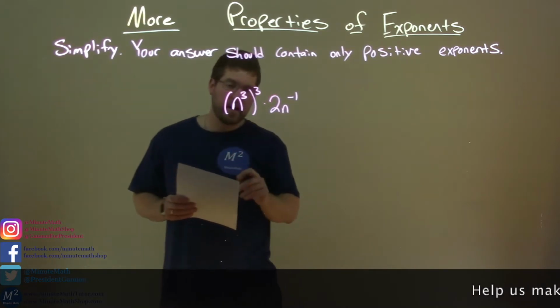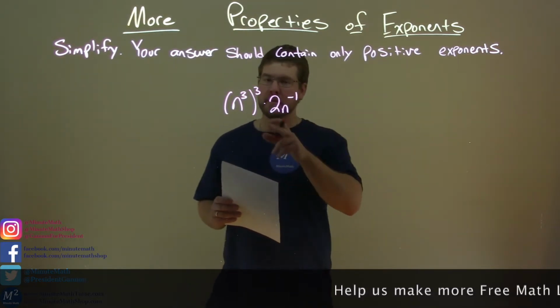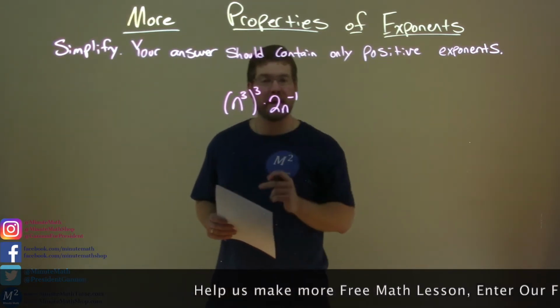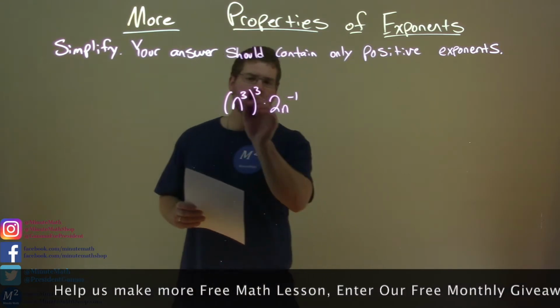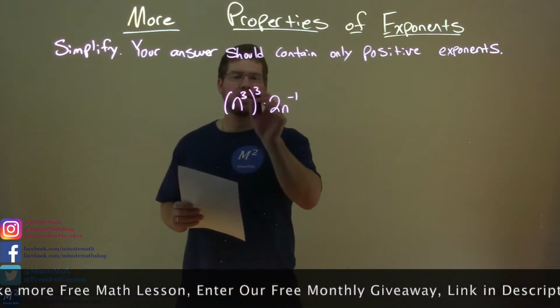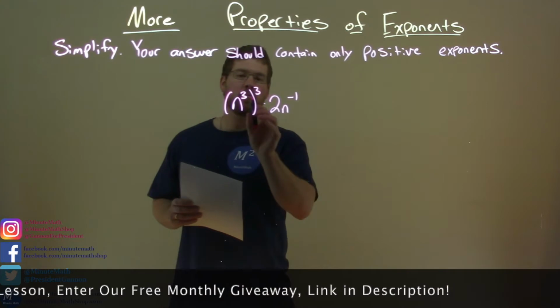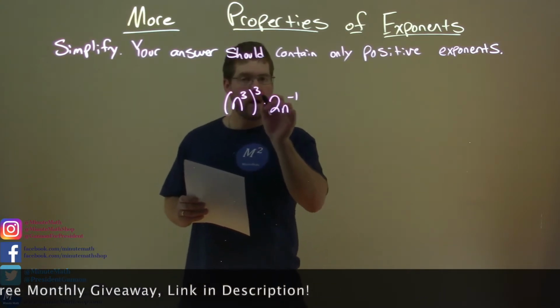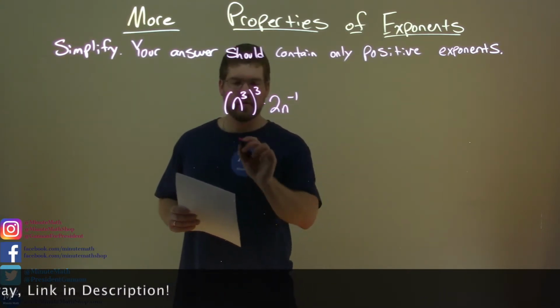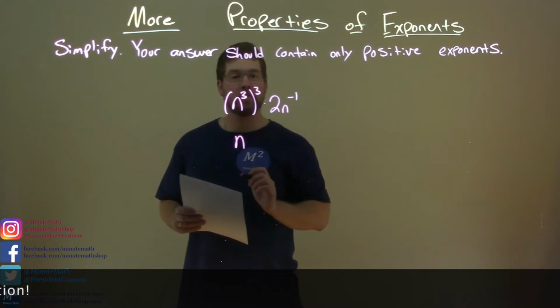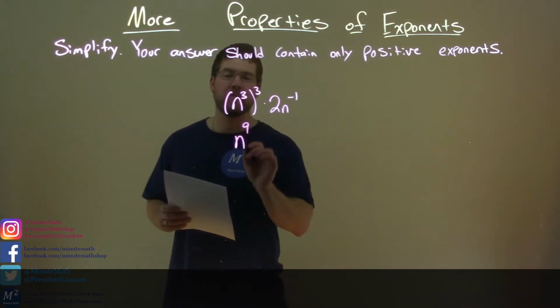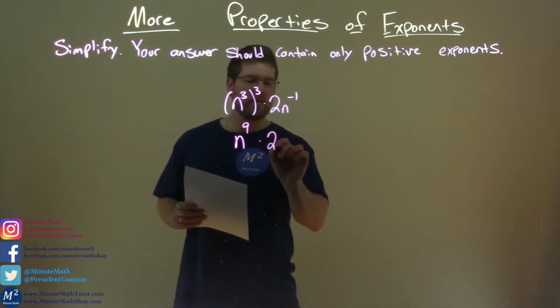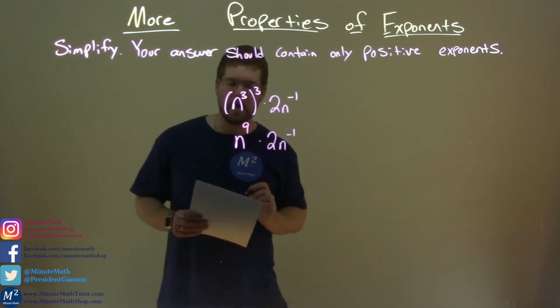n to the third power, all to the third power, times 2n to the negative 1 power. First thing I'm going to deal with here is n to the third power. Since we're raising this to another third power, we multiply the exponents. So we have n to the 3 times 3, which is 9 as our exponent. Bring down the 2, n to the negative 1 power.